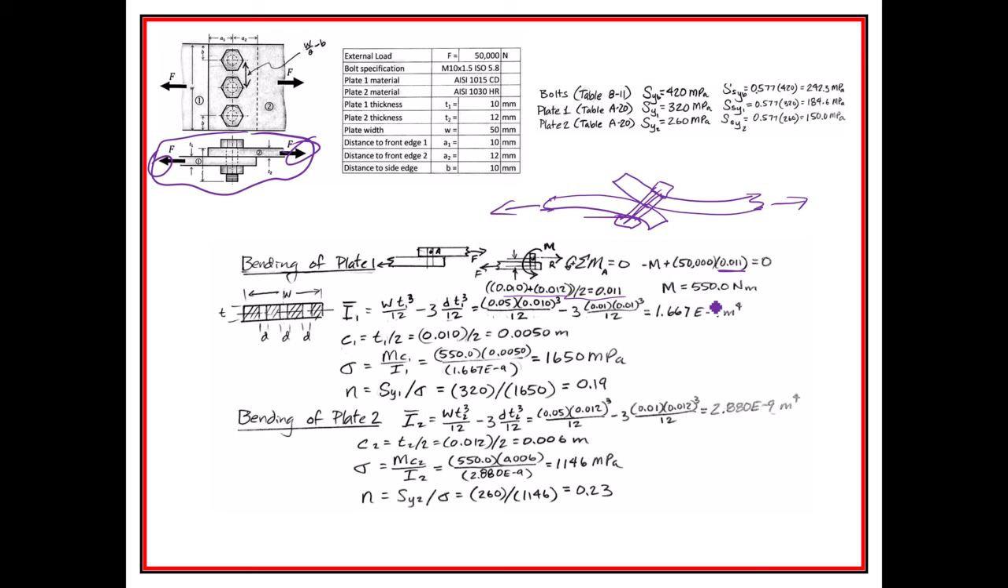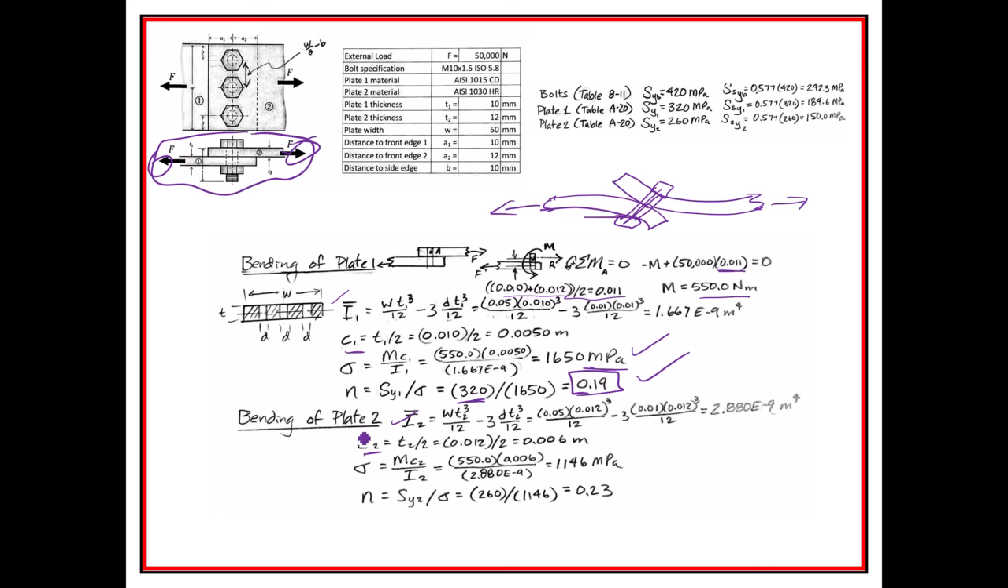And so I took a moment about there and get 550 Newton meters, and then I had the moment of inertia. They're going to be different for the different plates. And also C is going to be 1/2 of the thickness of each of the plates, right? So we get bending stress of 1,650 megapascals. That's a lot. And we take it to the yield strength of the plate, and we get 0.19. So boy, that's really likely. I think that thing just failed.